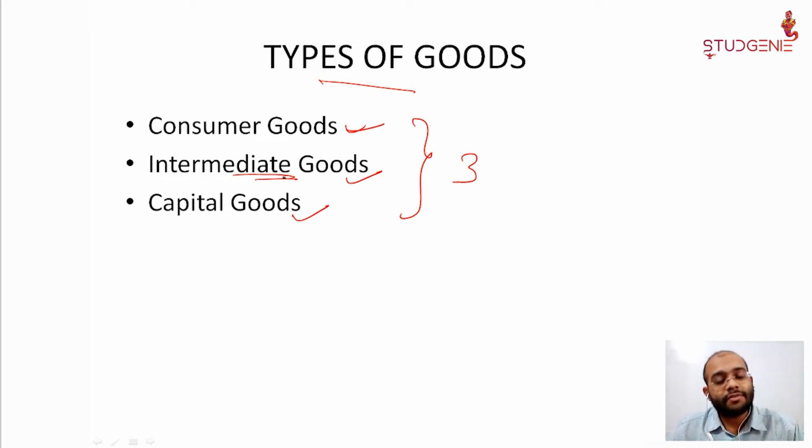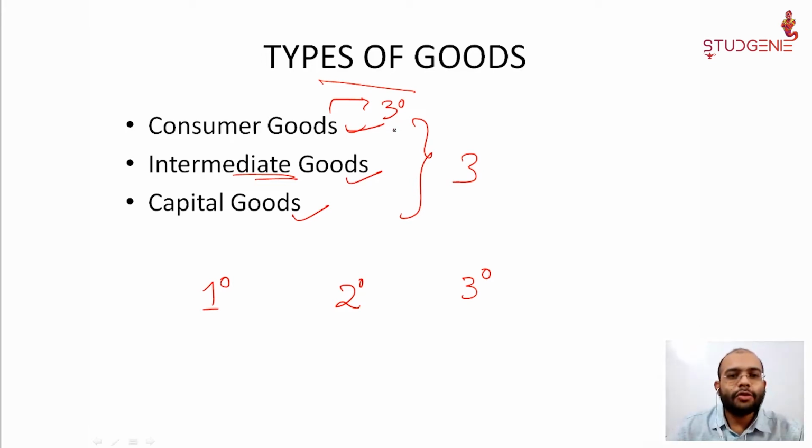In the previous session, in the first chapter, while discussing the introduction to economics, we discussed the primary sector, the secondary sector, and the tertiary sector. Consumer goods you will mostly find in the tertiary sector, not always. Remember, in UPSC there is nothing called always, because nothing is perfectly fine. So mostly you will find consumer goods in the tertiary sector, intermediate goods in the secondary sector, and capital goods in all three: primary, secondary, and tertiary.